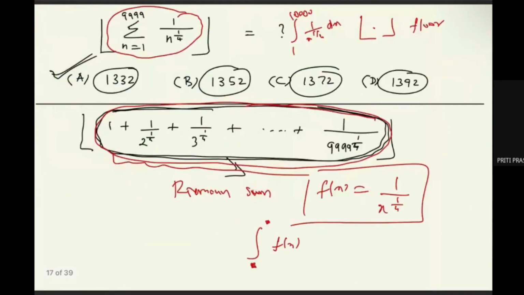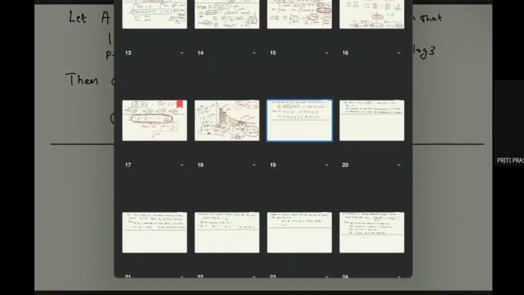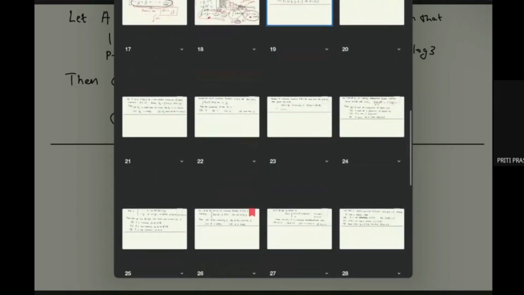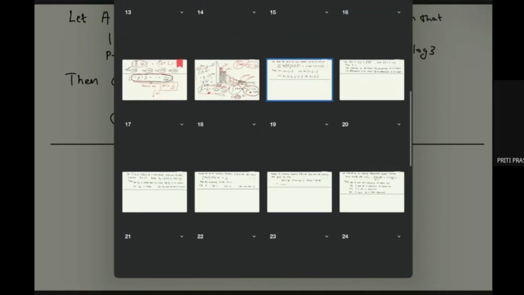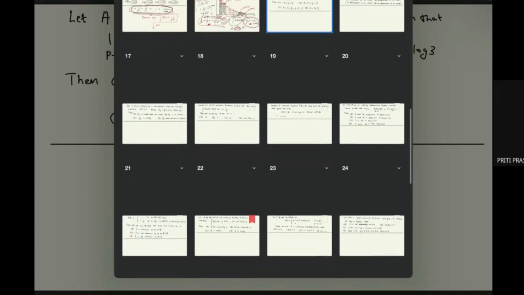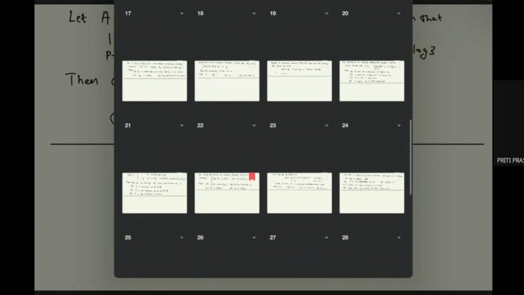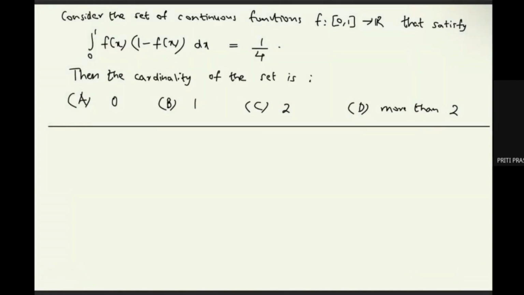Yeah. So I think the time is going. So I will try to solve one more problem. I want to find some good problem. Maybe I will do one more problem on integration. There are other problems, but we don't have time.